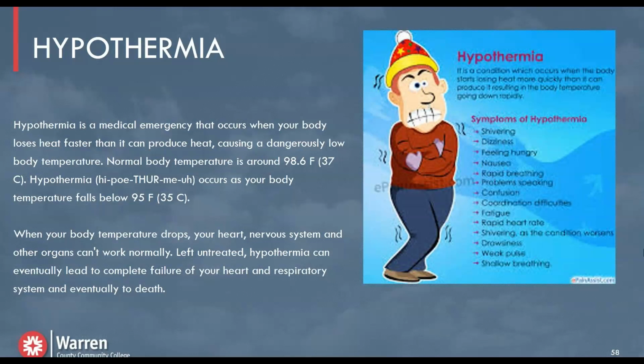You might be out on a really cold day. Hypothermia, when your body loses heat faster than it can produce heat, causes dangerously low body temperatures. It occurs when your body falls below 95 degrees Fahrenheit or 35 degrees Celsius. When your body temperature drops, your heart, your nervous system, and other organs just don't work normally. Left untreated, hypothermia can eventually lead to complete failure of your heart and respiratory system and eventually death.